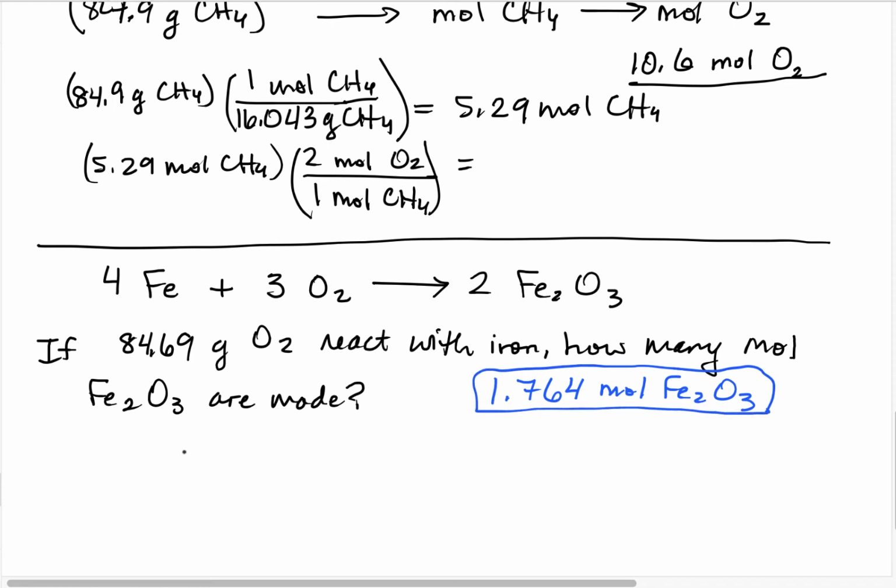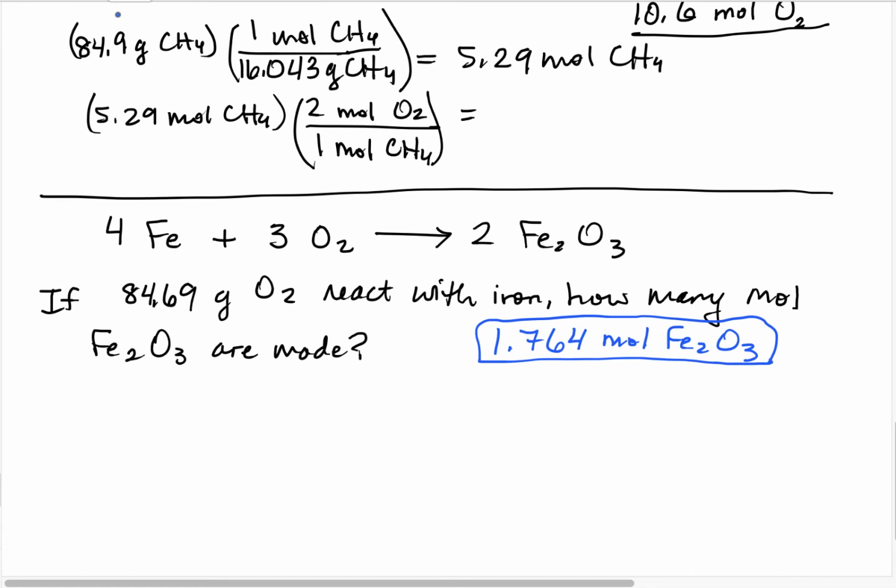I'm going to go ahead and write this out. So strategically, we can see we are starting with O2. We want to go to iron oxide. So our first step is going to be to go to moles. First we're going to go to moles of O2 from grams, and then we'll go to the moles of the Fe2O3. The other thing that I usually like to do, because it's more condensed, is put all my calculations together in a row.